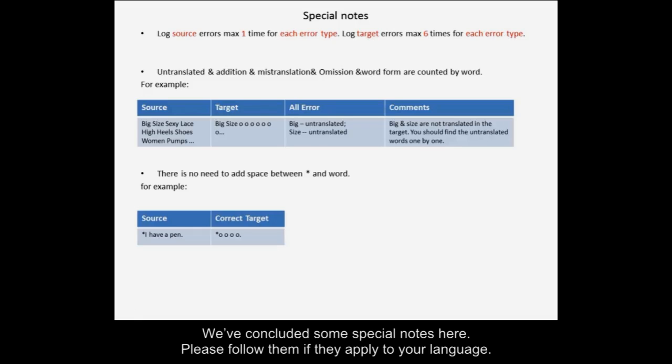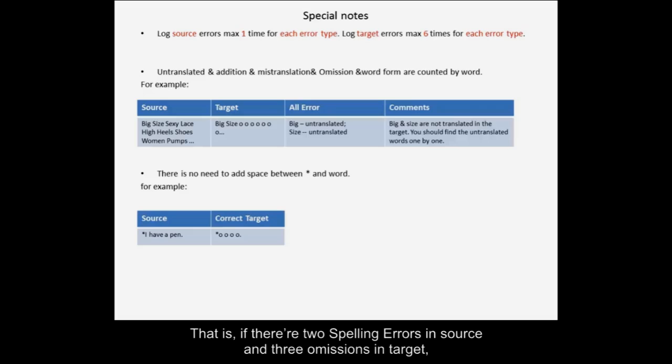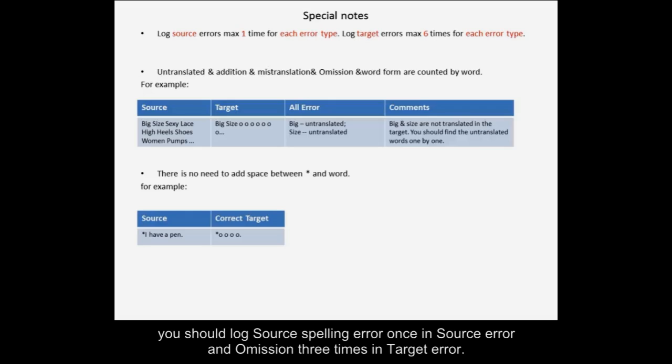We've concluded some special notes here. Please follow them if they apply to your language. First, for the source error, just log one time for each error type. For the target error, log max 6 times for each error type. That is, if there are 2 spelling errors in source and 3 omissions in target, you should log source spelling error once in source error and omission 3 times in target error.